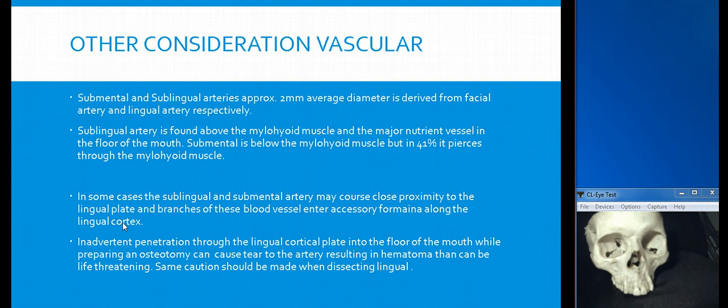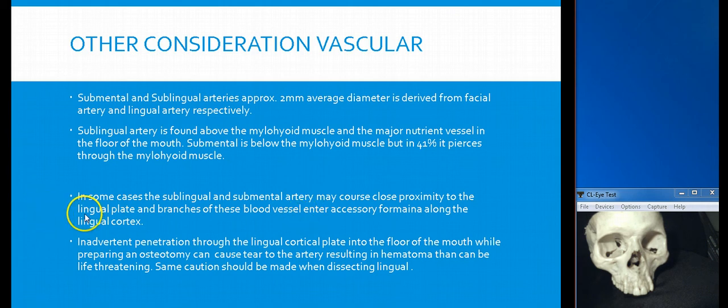Well, if we're placing an implant in that area around the first molar or second molar, and you perforate through the lingual plate, there's a possibility that you'll tear this vessel and damage it. And knowing the diameter of this, it can lead to very fast bleeding. And since you are at the floor of the mouth, you'll have a nice big fast hematoma that could be life-threatening. So again, this is the key point here.